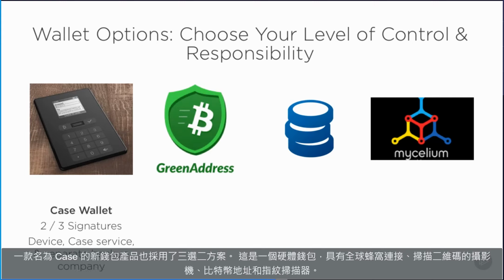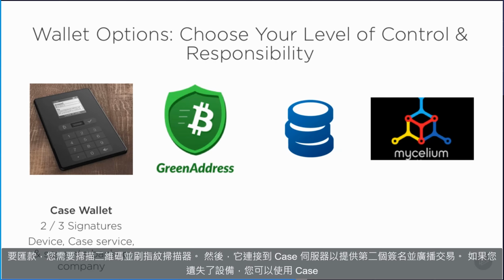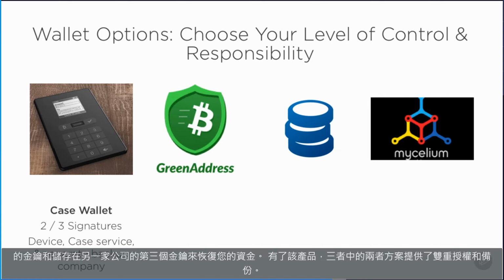This is a hardware wallet that has a worldwide cellular connection, camera to scan a QR code Bitcoin address, and fingerprint scanner. To send money, you scan a QR code and swipe the fingerprint scanner. It then connects to a Case server to provide the second signature and broadcast the transaction. If you lose your device, your funds can be recovered by using Case's key and a third key stored at a separate company. With this product, the 2 of 3 scheme provides 2-factor authorization and backup.